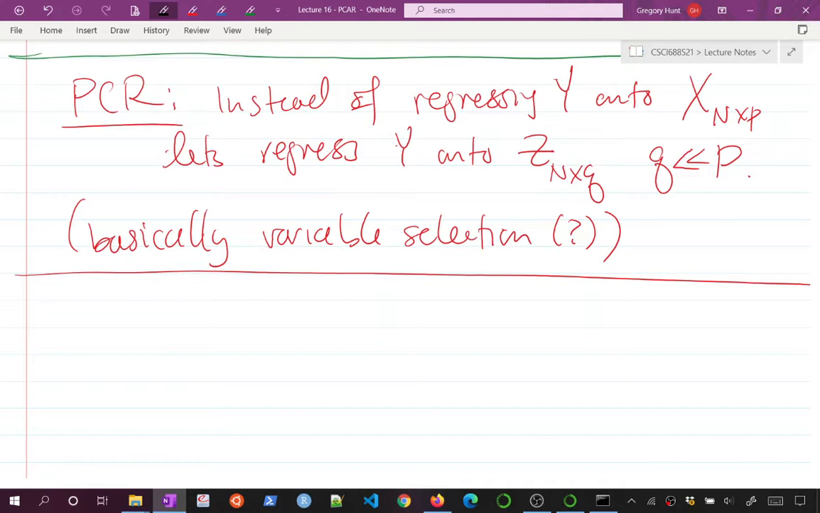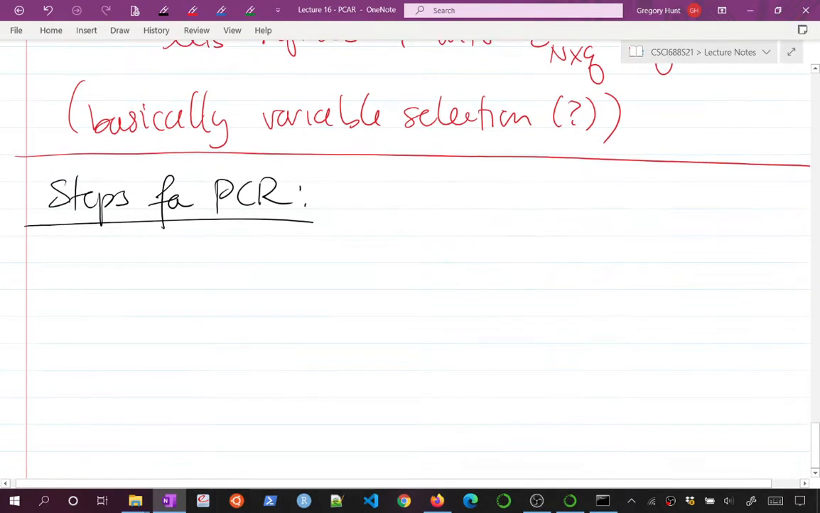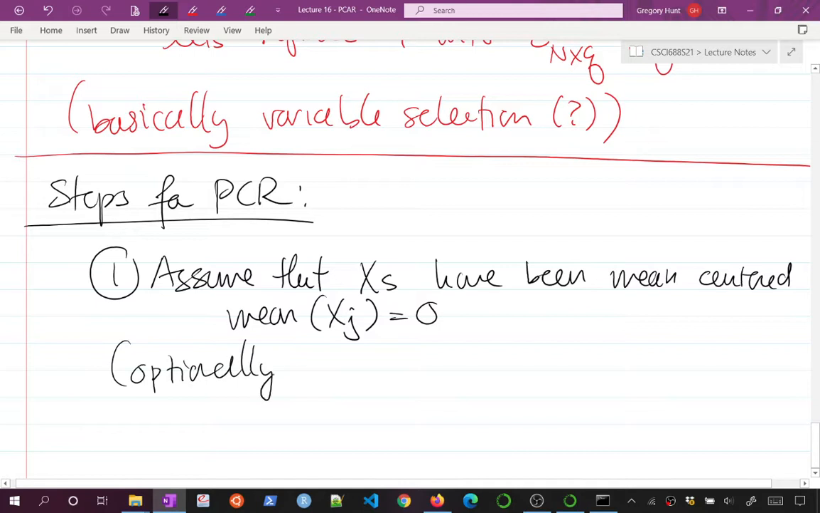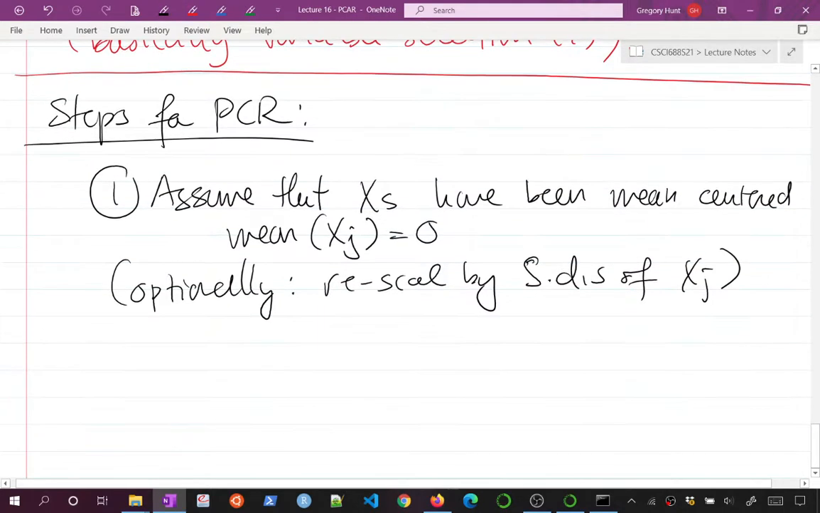So let's talk about it in a little bit more detail, just to make it a little more clear. Let's just write out the steps for PCR, principal components regression. One, we're going to assume that our x's have been mean centered, so that the empirical mean, the sum of the observations of xj divided by n, is going to be 0. Optionally, for the reasons we discussed before, you could rescale by the standard deviations of the xj's. And many of these procedures will do that.